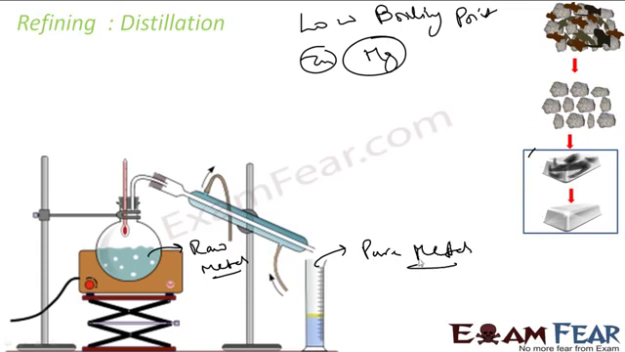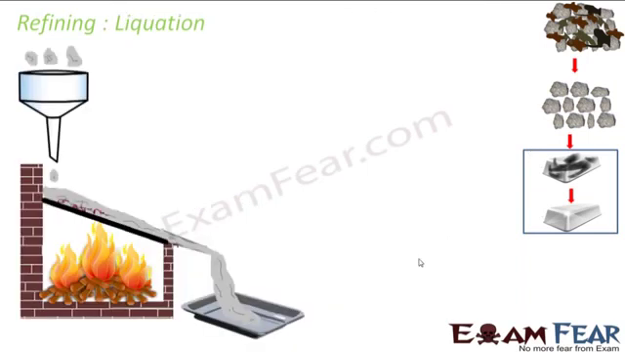Just as we use distillation of water, similarly we can use distillation of metal that has a low boiling point. For a metal with a high boiling point, you actually can't use this process.